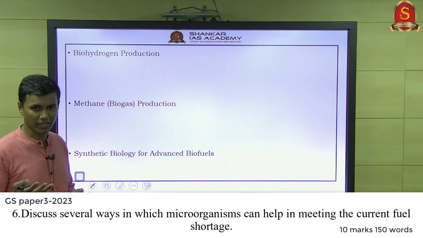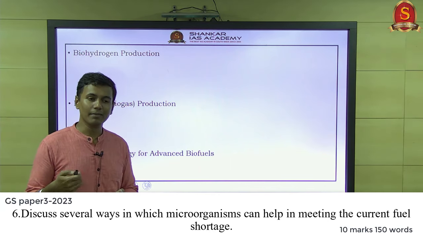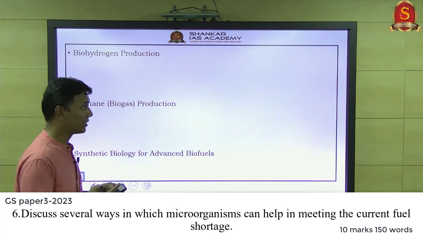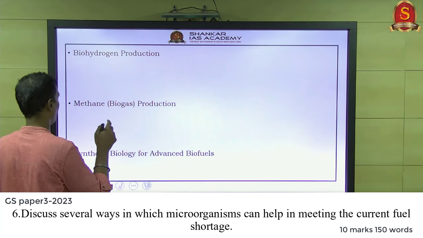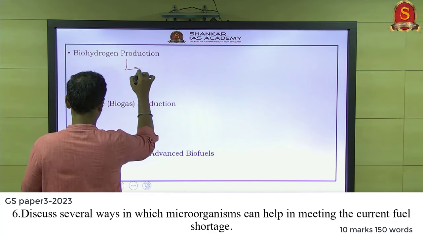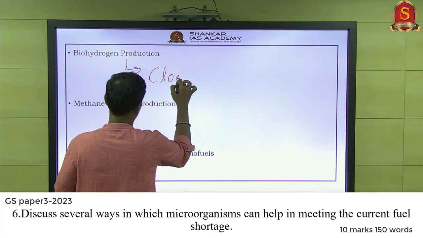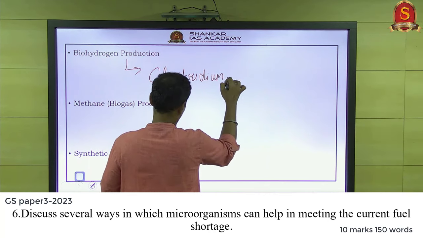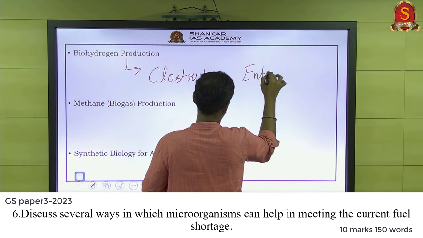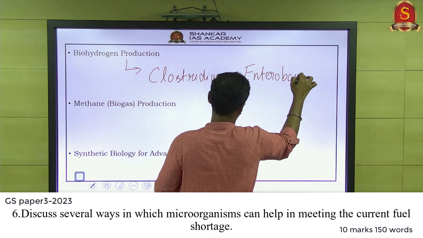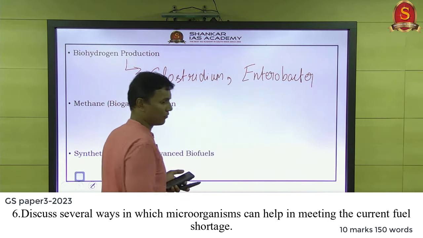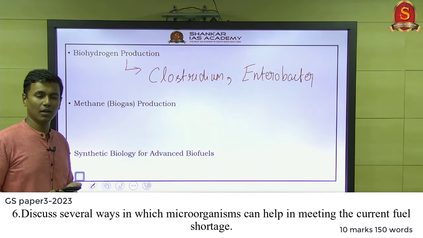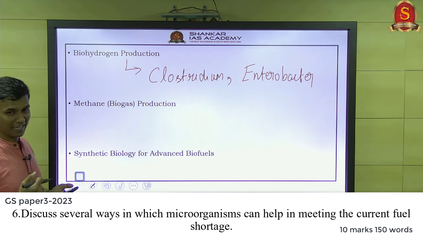There are different methods by which hydrogen can be produced, such as steam reforming and others. But here, since they are talking about microbes, you can write Clostridium, and then the class of Enterobacter. These classes of bacteria are capable of producing biohydrogen through different fermentative processes.